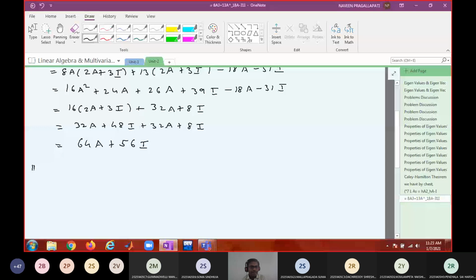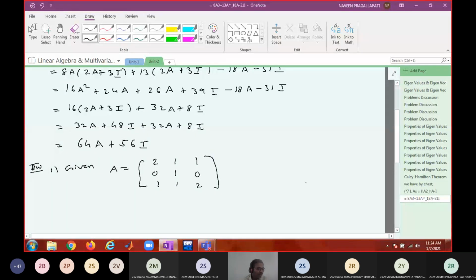Okay. Write down homework problem. Verify Cayley-Hamilton theorem, or you write like this: given that A equals 211, 010, 112. 211 010 112.